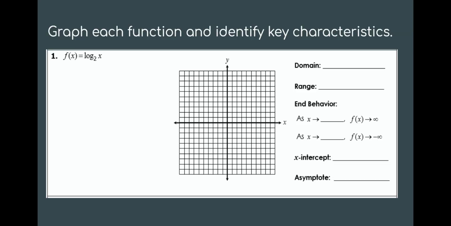So first we have the function log base 2 of x. The first thing I have to do is find the inverse function, which is f of x equals 2 to the x. All I did was translate it from a log to an exponential function. Then I build out the values of my table.